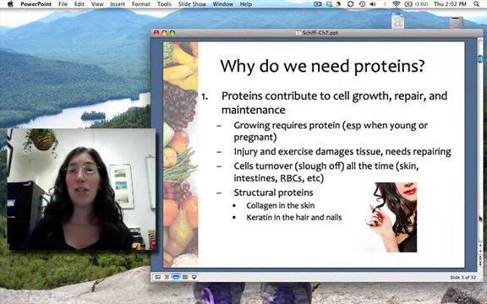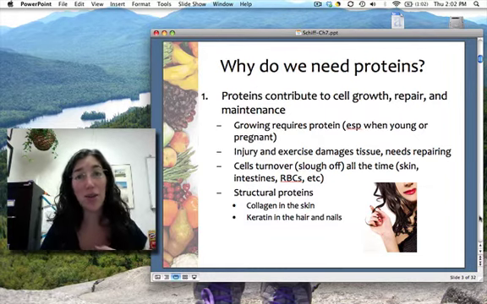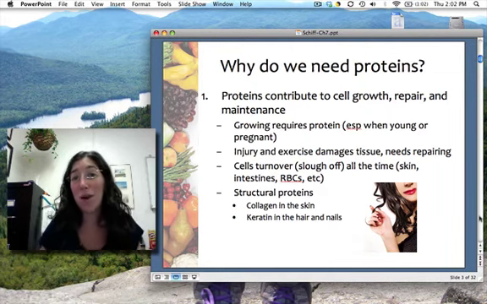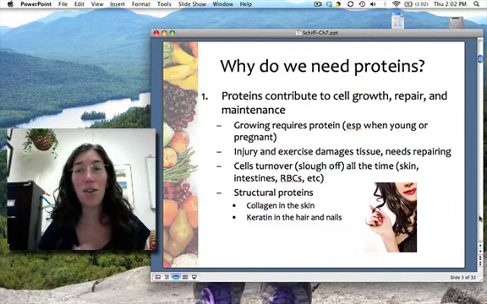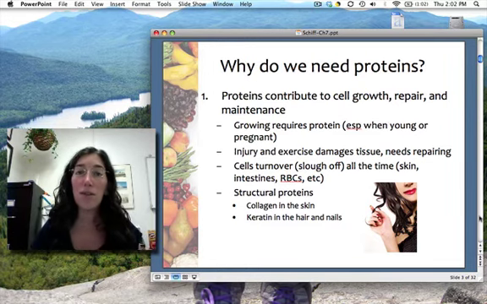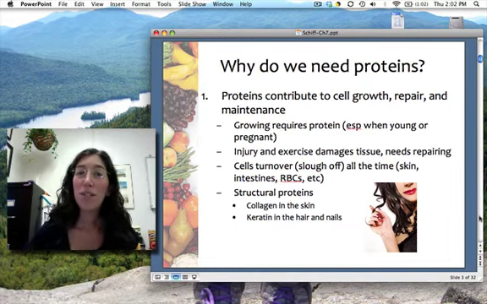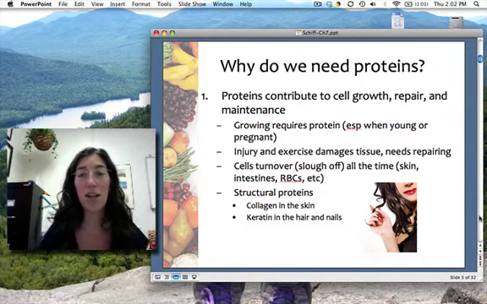So anytime in your life that you go through a period of growth, when you're a child going through growth spurts, when you are pregnant and growing another person inside you, if you do a lot of strength training and you're building muscle, all of those are different types of growth. All of those require protein to build new cells, build new tissues. Also, if you injure yourself, that healing process, the growth of new tissue, of scar tissue, involves protein. So it's necessary during that as well.